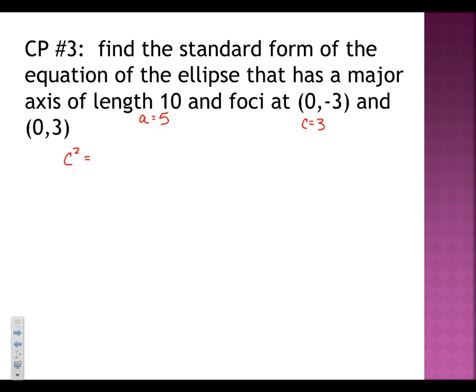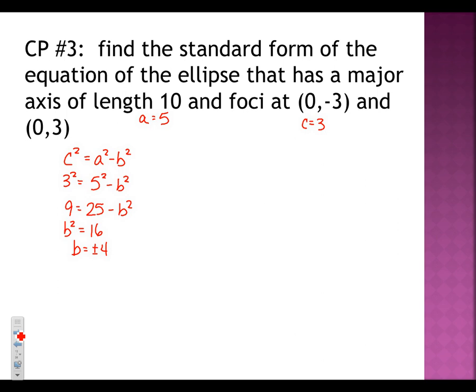So plug in what we know into this relationship. We have 3 squared is equal to 5 squared minus b squared. So 3 squared, or 9, we can go right to 9 now. 9 equals 25 minus b squared. I'm going to move b squared over here, and subtract 9 from both sides and get 16. So b is equal to plus or minus 4. So b is 4. Now we have what we need to make our problem.